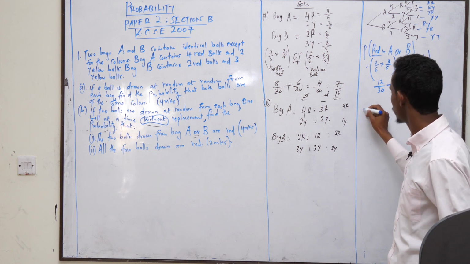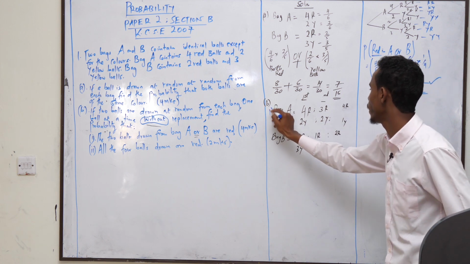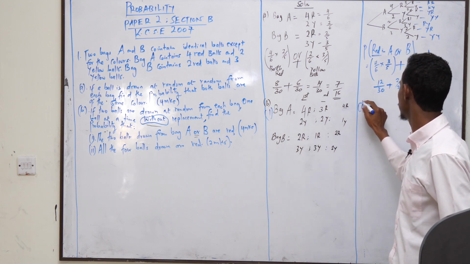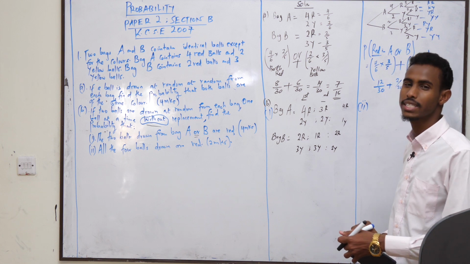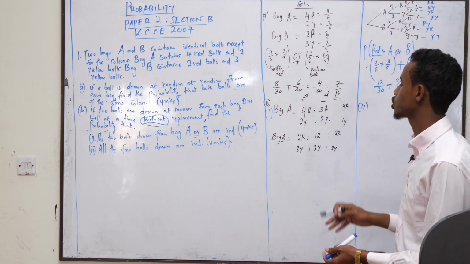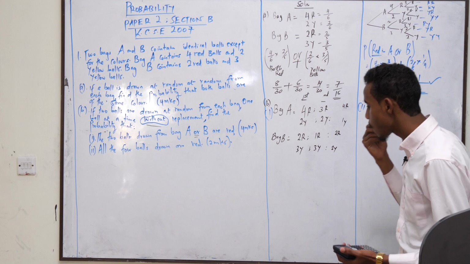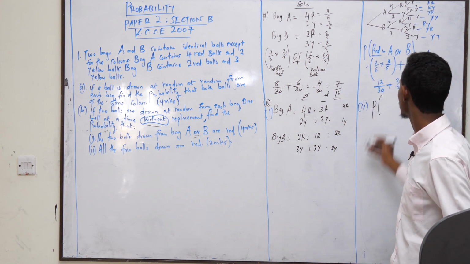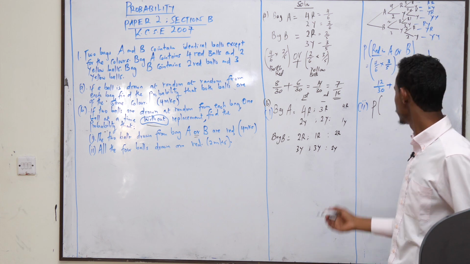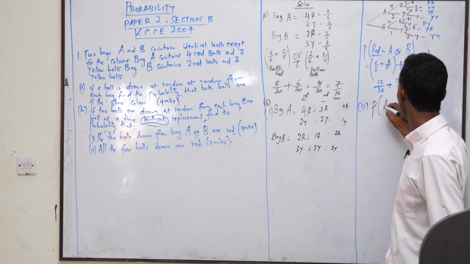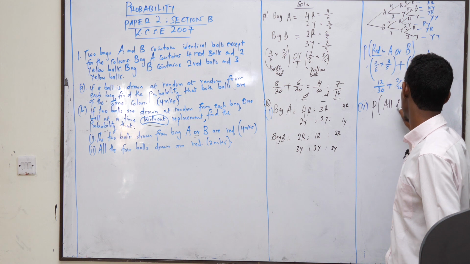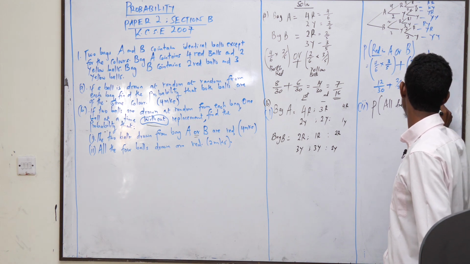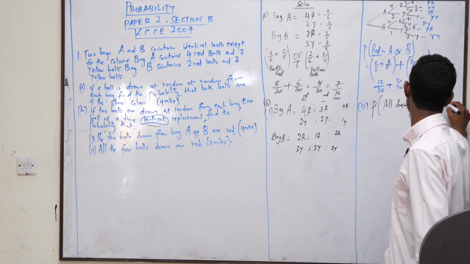Lastly, Roman 2. This is B Roman 1. Now Roman 2 of the question will be very simple. All the 4 balls drawn are red. I will say probability into bracket all drawn in A and B red.